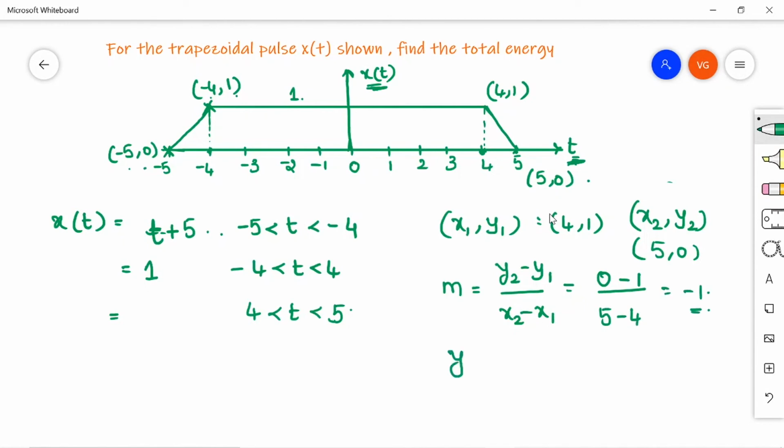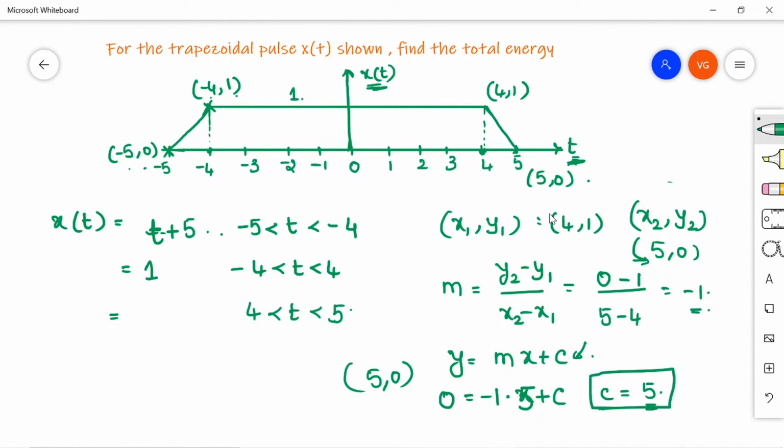So the slope is minus 1 here. The equation is y is equal to mx plus c. To find out the constant, substitute one of the points on this line. So let us substitute this 5 comma 0 here. So if I write 5 comma 0, y is 0 here, m is minus 1 into x plus, x is how much? 5, right? C. So the constant C is now 5. If it goes to the other side, C constant is equal to 5.